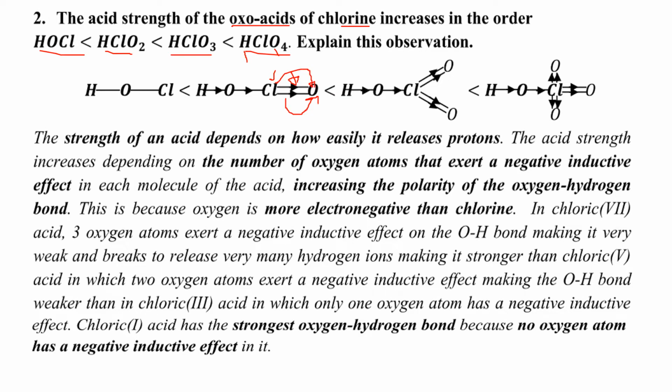And then chlorine also pulls away electrons from the hydrogen to oxygen bond. By pulling away electrons from the hydrogen to oxygen bond, it makes the hydrogen to oxygen bond weaker or highly polar.